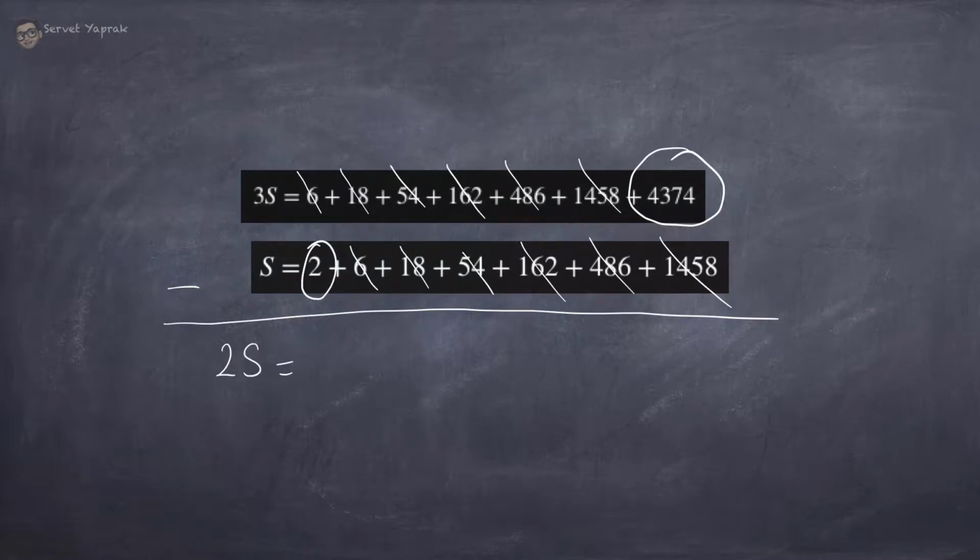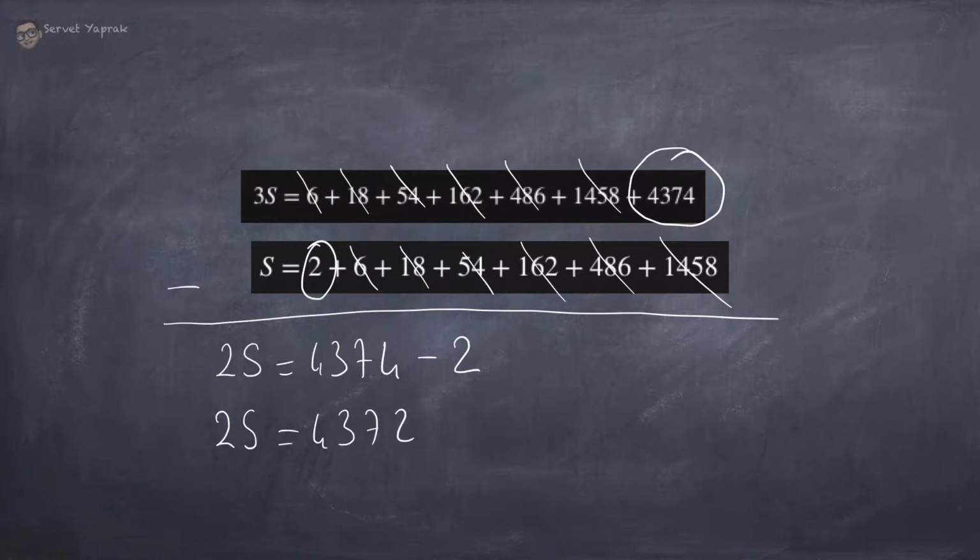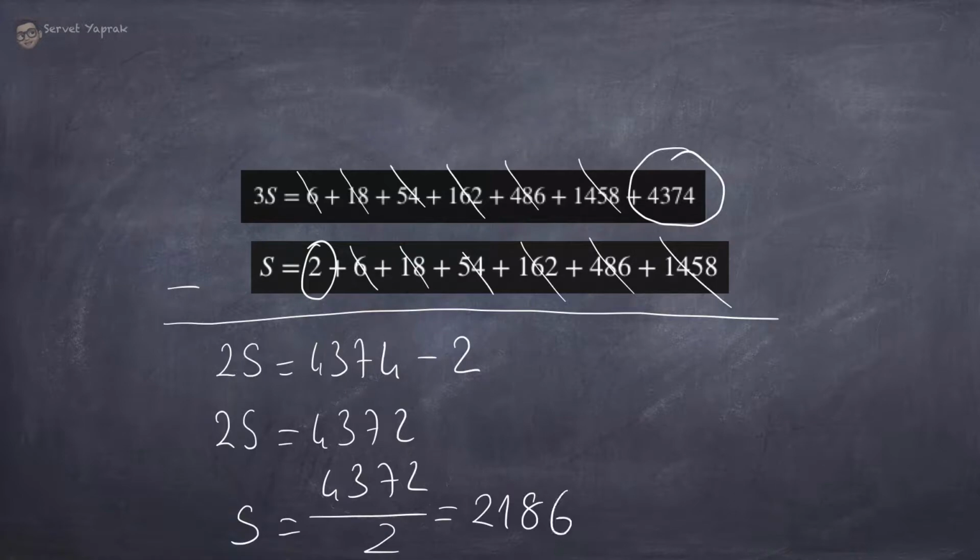So if I rewrite them here, 4374 minus 2. So 2S equals 4372. S will be 4372 divided by 2. So it is actually 2186. So this is a lot easier than adding all the terms together. So let's generalize this method and find the formula.